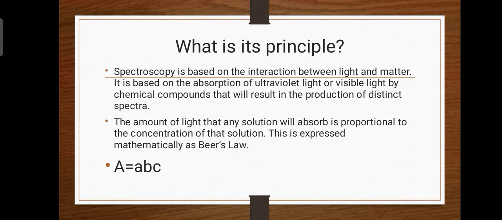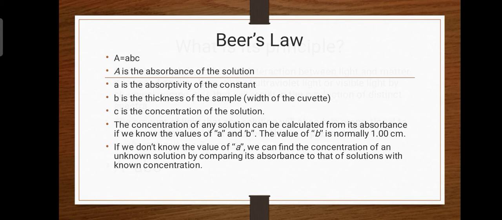So this is expressed mathematically as yung tinatawag natin na Beer's law. The formula is capital A equals a, b, c, or a times b times c. The capital letter A means the absorbance of the solution. The small letter a is the absorptivity constant. The b is the thickness of the sample, or of course the width of the cuvette. Then the c is the concentration of the solution.